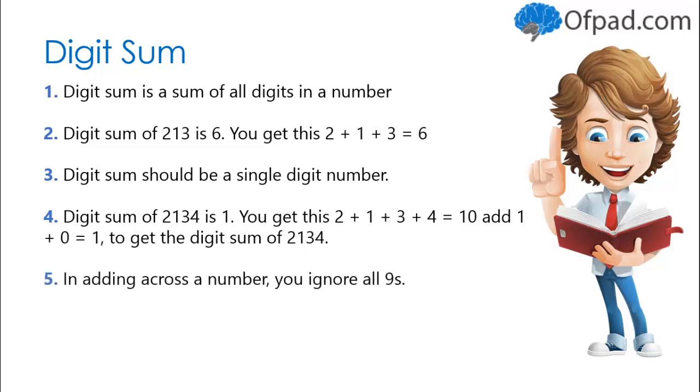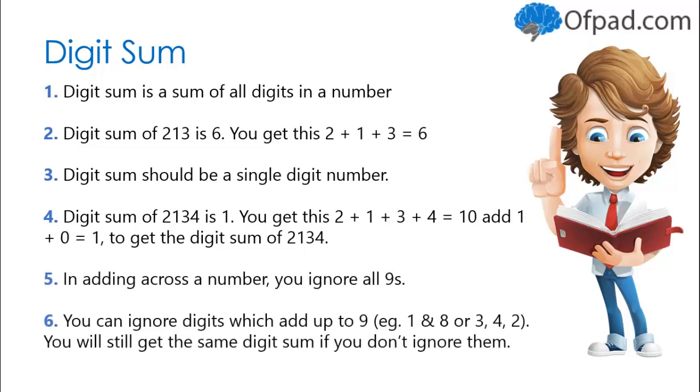You should ignore the number 9 when adding across. You can also ignore the digits which add up to 9. Example: 1 and 8, or 3, 4 and 2. Your digit sum will be the same irrespective of whether or not you ignore the individual numbers. Let us practice finding the digit sum with a few examples.